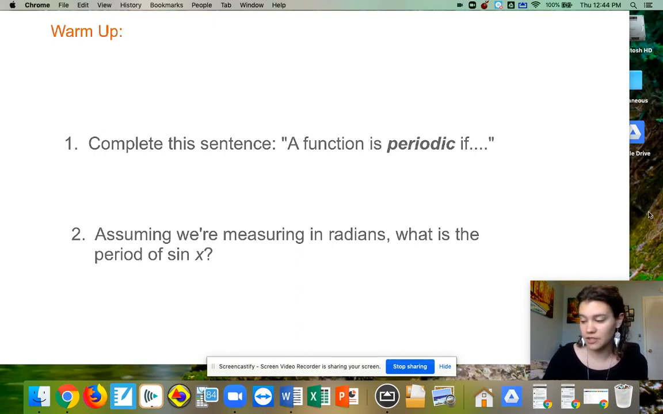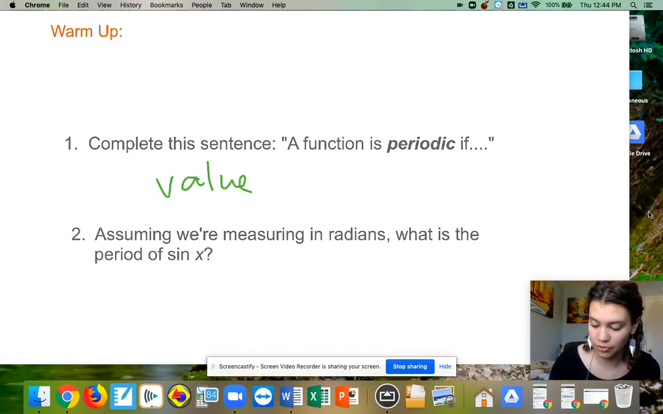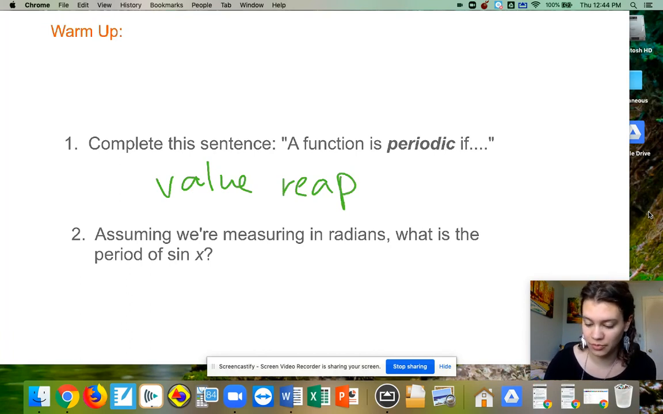All right, so a function is periodic if the values repeat. So if things just keep going over and over again. So you do like 1, 2, 3, 4, 1, 2, 3, 4, 1, 2, 3, 4, but you just keep repeating the same thing over and over again.